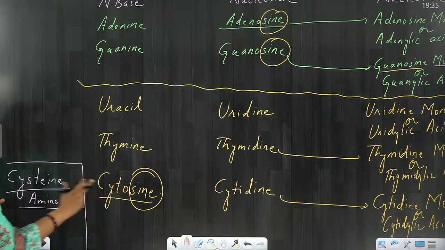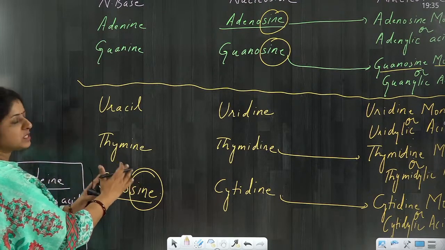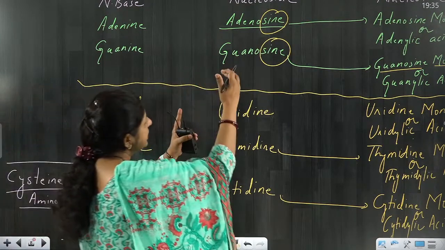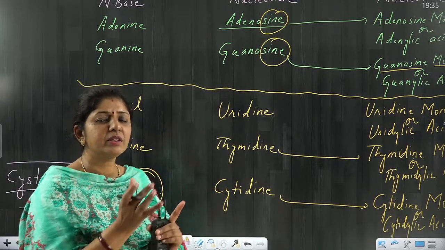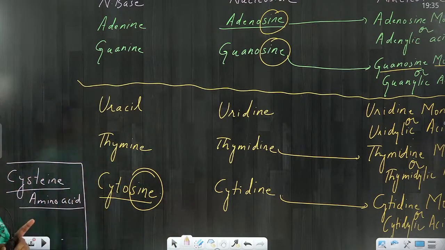So looking to the spelling, don't get confused. Cytosine is a what? Nitrogen base. Adenosine, guanosine are what? Nucleoside. Nucleoside means having the sugar plus nitrogen base. And what is cysteine? This is an amino acid.